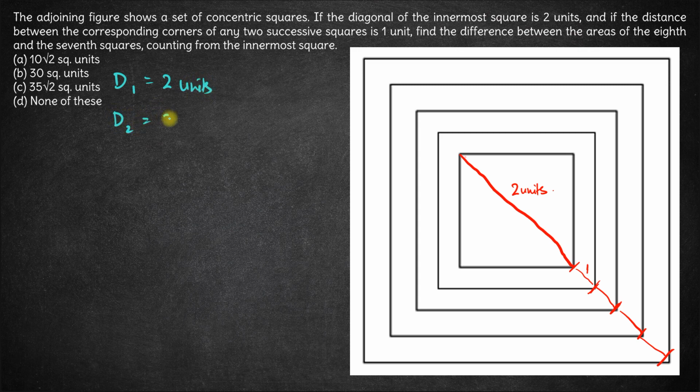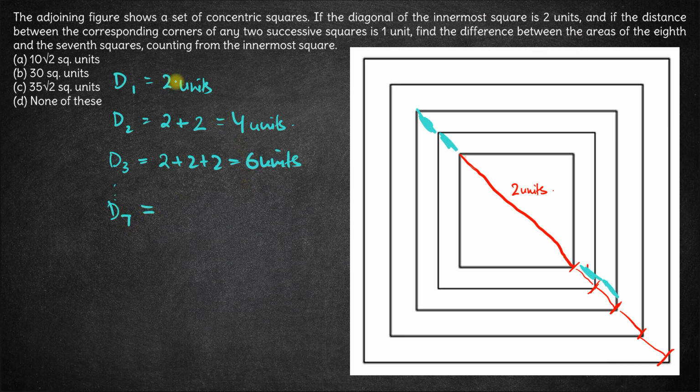What about the diagonal of the second square? It will be 2 plus 1 plus 1. This 1 unit and this 1 unit will increase. So 2 plus 2 units. This will be the diagonal for the second, which is 4 units. For the second square, this is the length of the diagonal. For the third square, it will be 2 plus 2 plus 2, 6 units. This is going to be the length of the diagonals for the third square, right? We have 2 plus this plus this plus this plus this. So 1 plus 1, 2 plus 2 plus 1 plus 1, 2. Total 6 units.